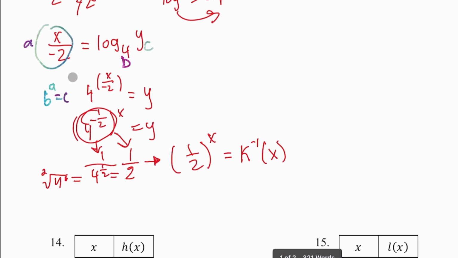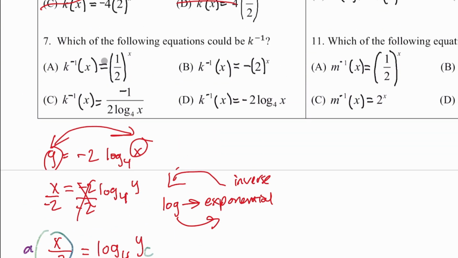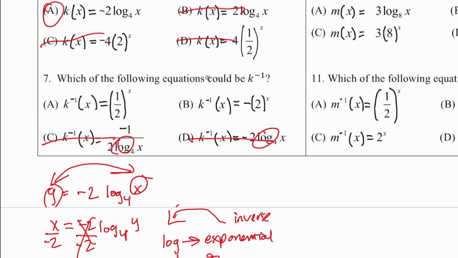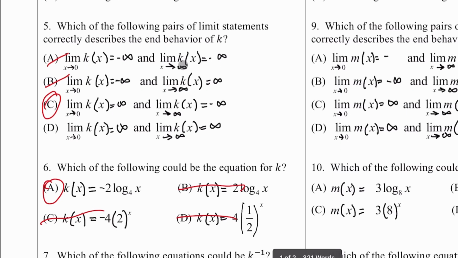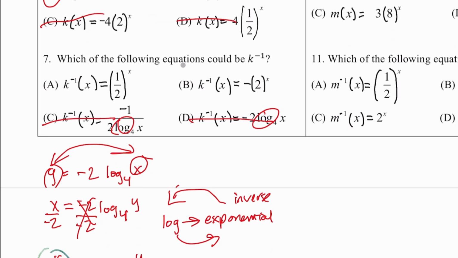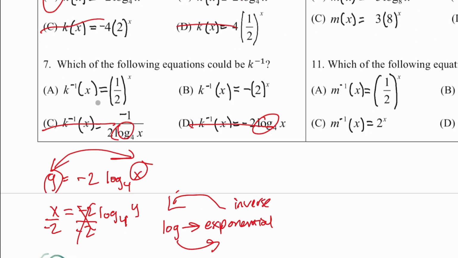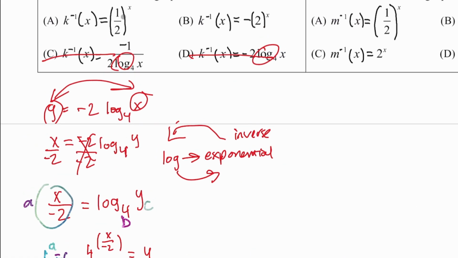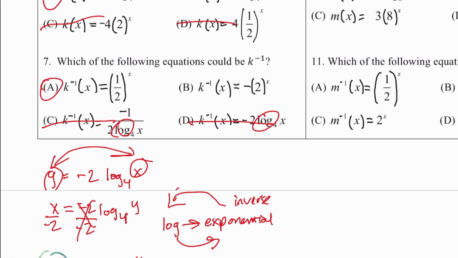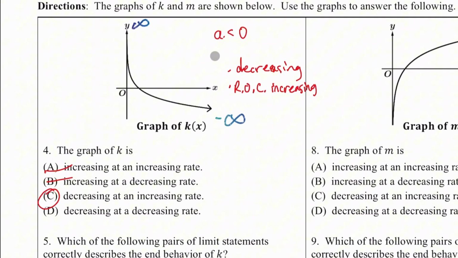And now let's look into the answer choices. We can already scratch off C and D, or A, because they contain log. And an inverse of a log equation is not log. It has to be exponential. We see A looks like our equation, so the answer is A. So now moving on to the next one.